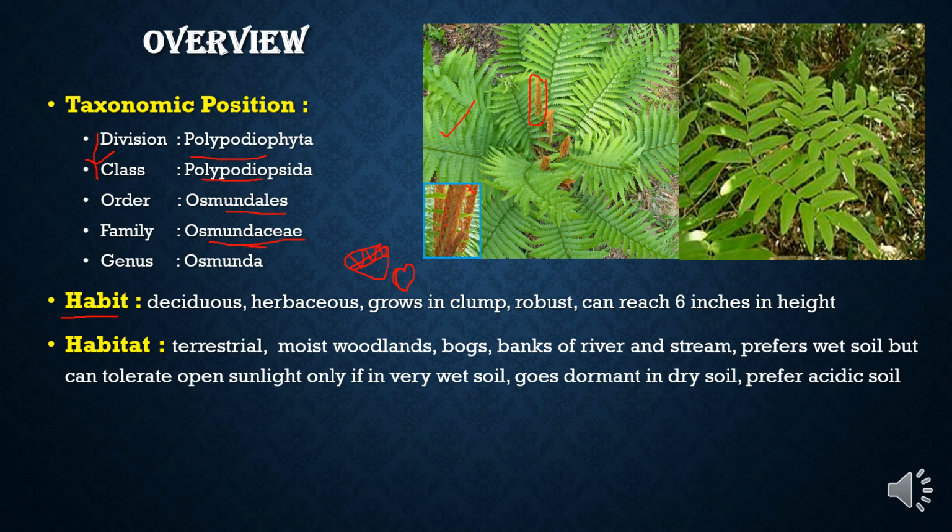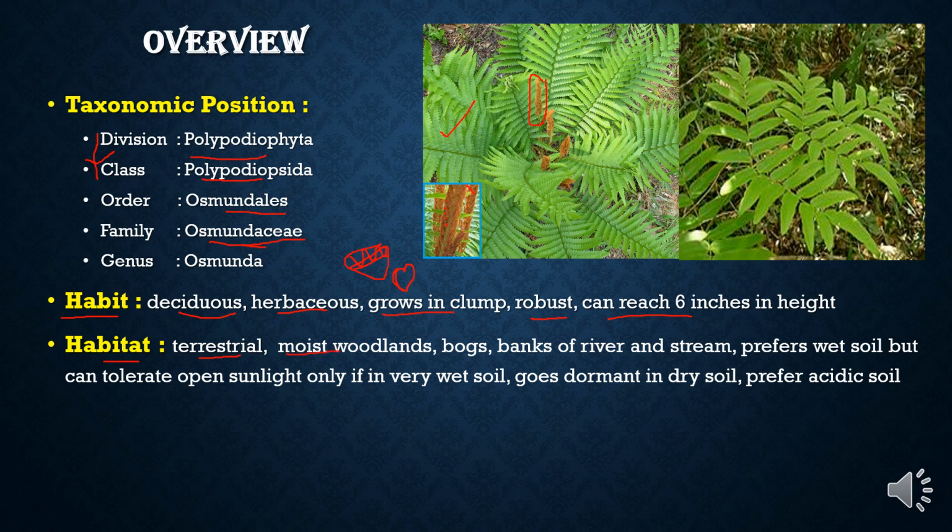Osmunda, by habit, is deciduous, which means that during the dry season their leaves fall. This is a herbaceous fern that grows in clumps, and it is very robust and can reach a great height, like 6 inches. They are not tree ferns, not as tall as tree ferns, but for the smaller ferns 6 inches is also quite high. About the habitat.